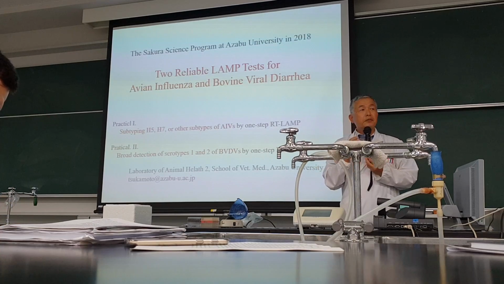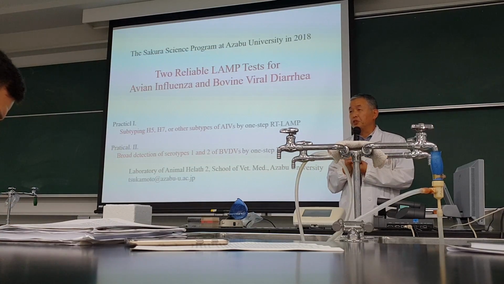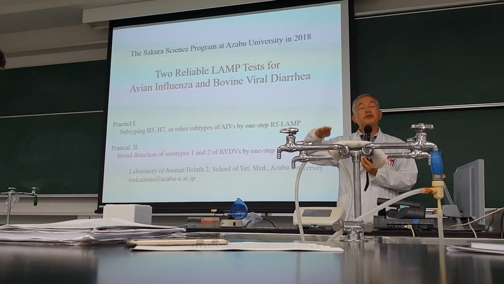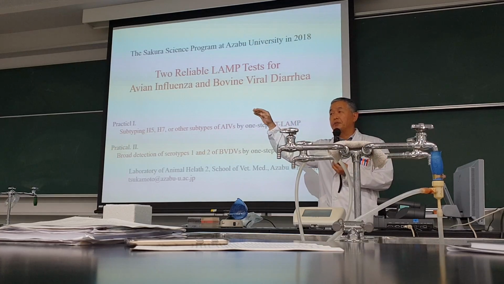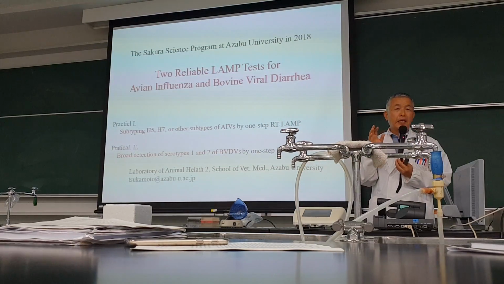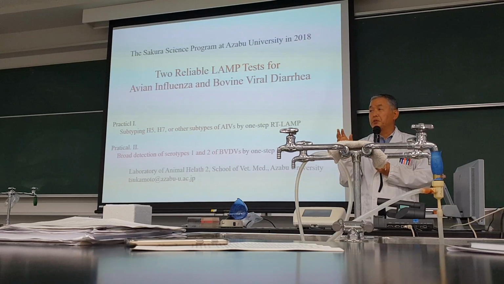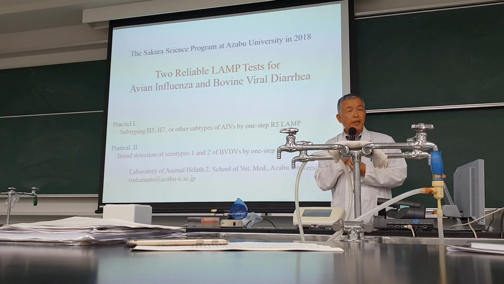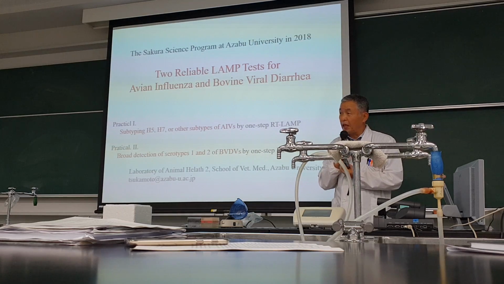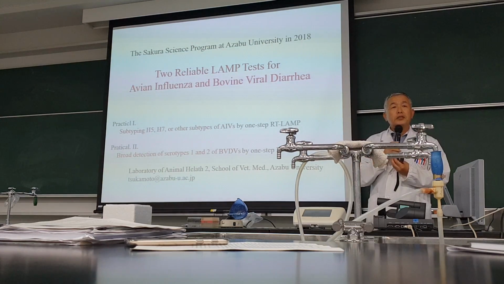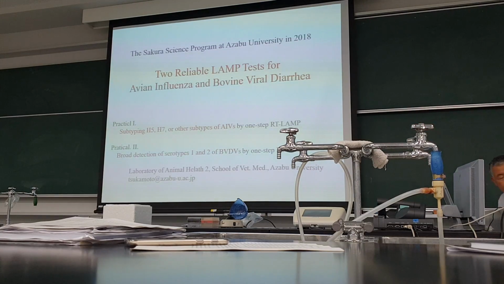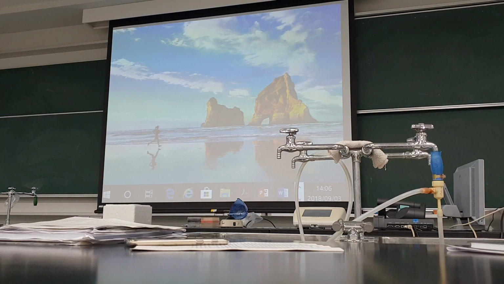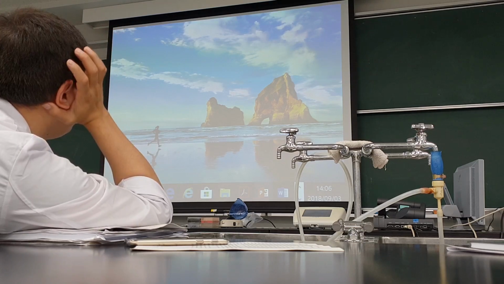The equipment for PCR or real-time PCR needs a temperature cycle program, but LAMP is constant. A constant temperature is enough. So it is sometimes easier to detect the sample genome, DNA or RNA. If you are not familiar with the LAMP test, I will show you briefly first about the LAMP test.